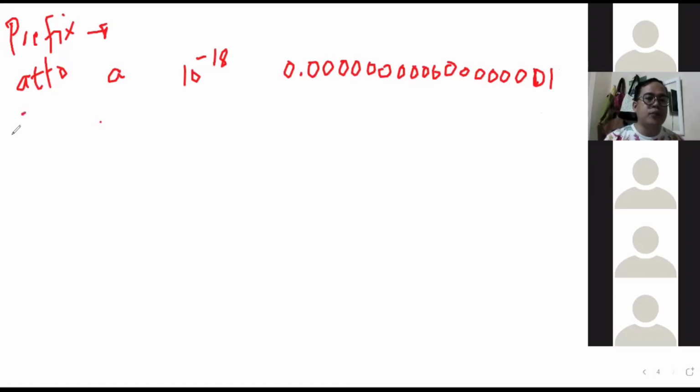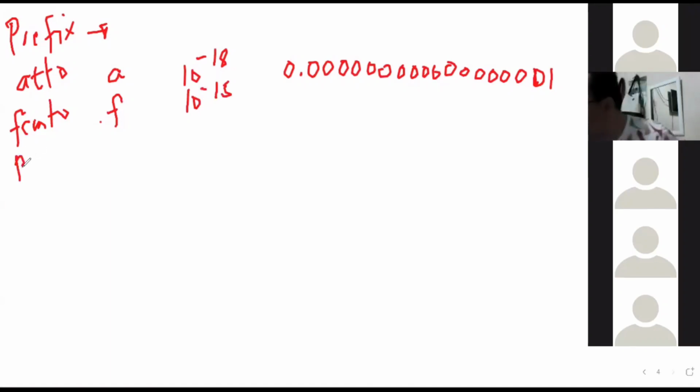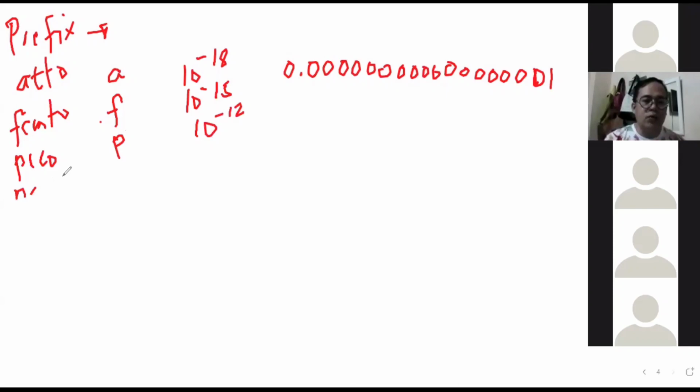Next, we have femto. Femto is small letter f, 10 raised to negative 15. Then we have pico. Pico is p, 10 raised to negative 12. Then we have nano. Nano is n, 10 raised to negative 9. Then we have micro.